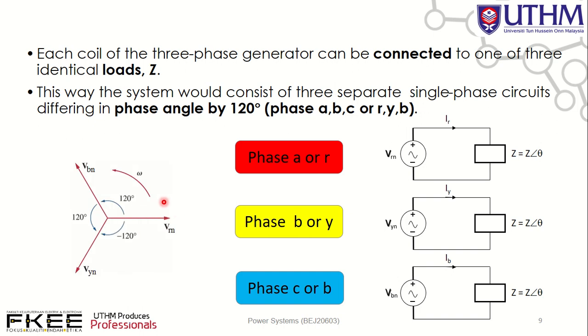In this case we have VRN, VYN, and VBN. We already derived this before.